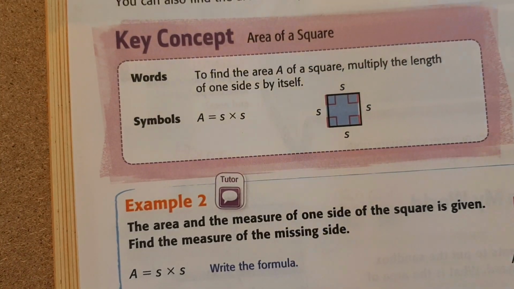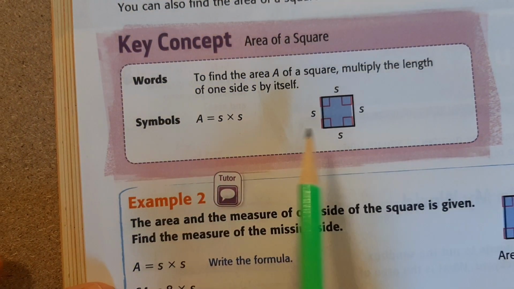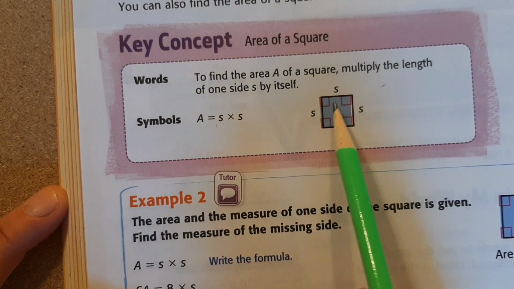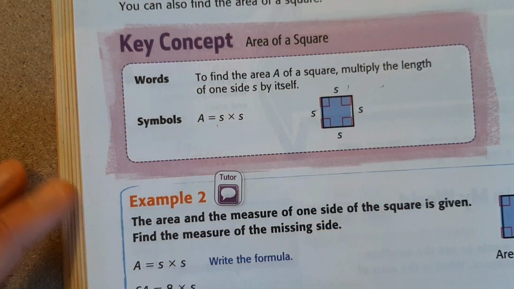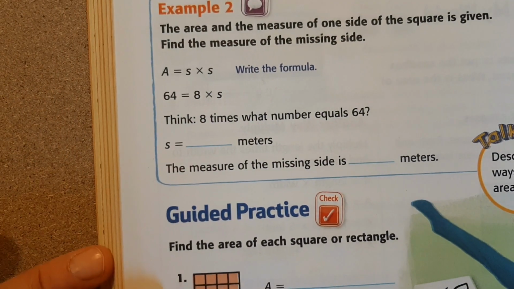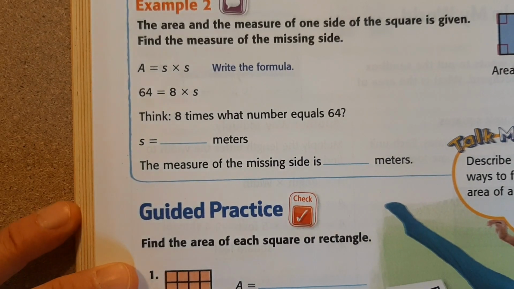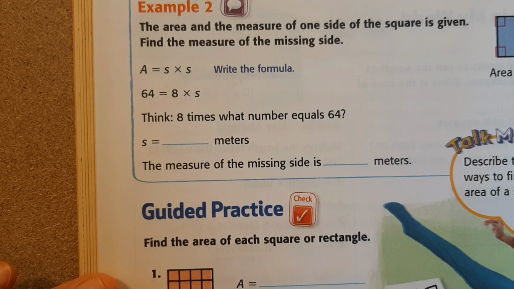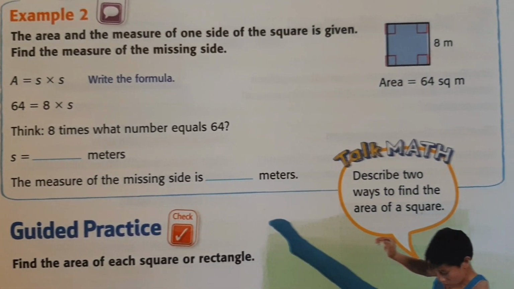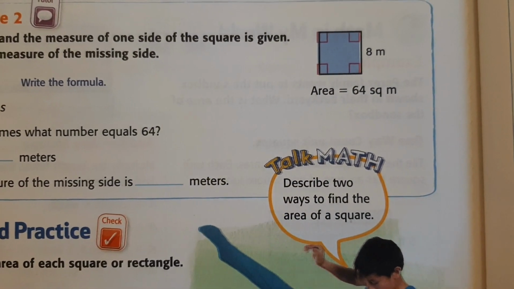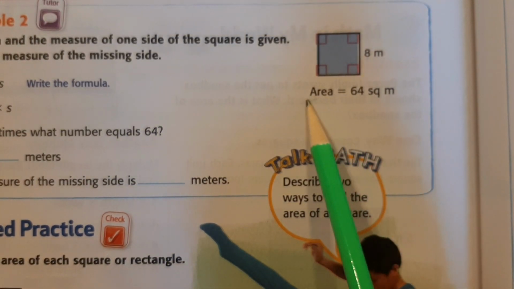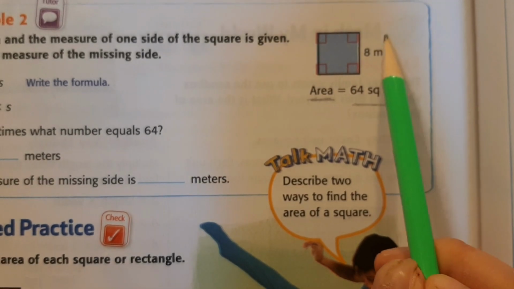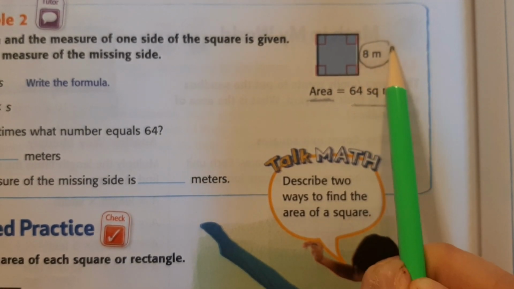To find the area of a square, multiply the length of a side by the other side. That's easy, right? Side times side. So take a look at this, the area of a square. The area and the measure of one side of the square is given. Find the measure of the missing side. Now, take a look. They tell you that the area is 64 square meters. And they tell you that the side is 8.